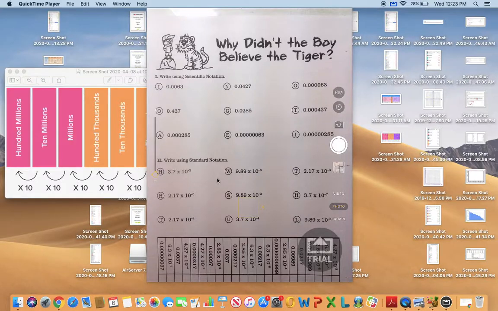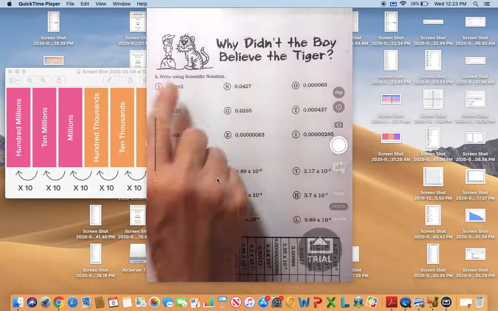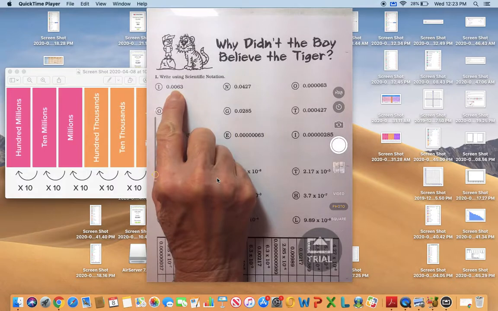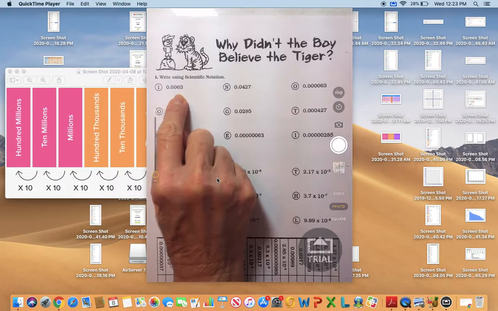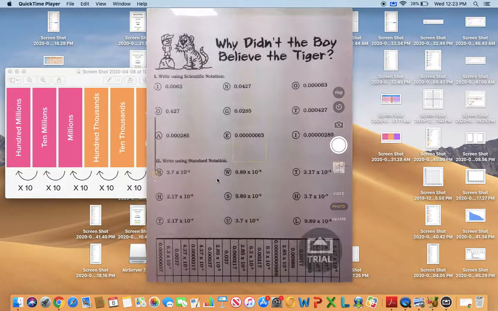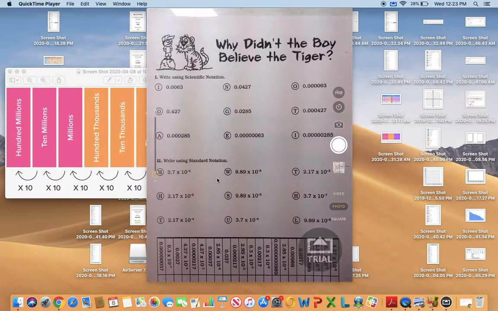Okay, this next video is about the Tiger handout. So let's go over how to do these problems. Again, this Tiger handout is about scientific notation. This time, however, we're looking at very small numbers. So let's review what that means for scientific notation.